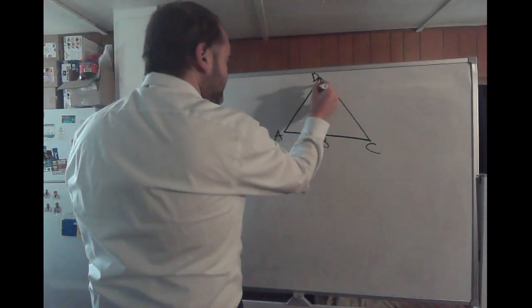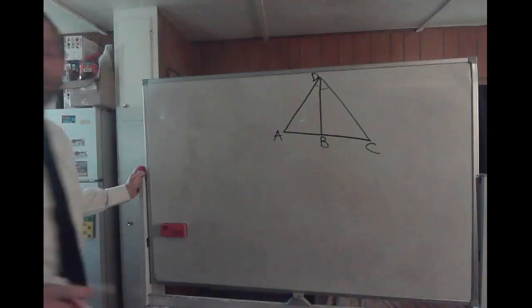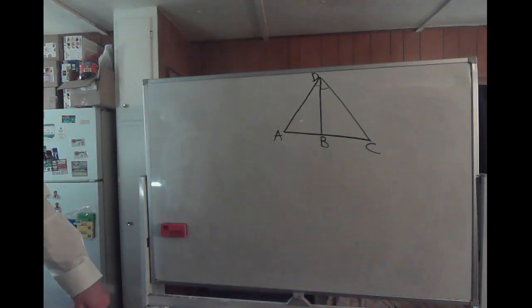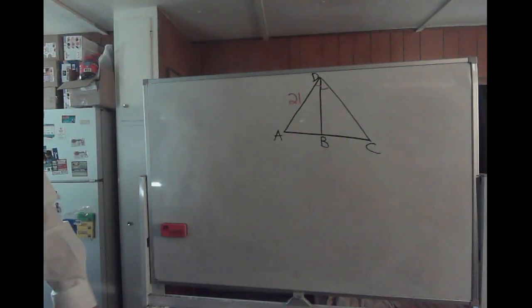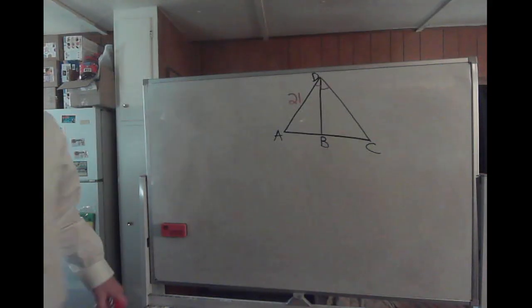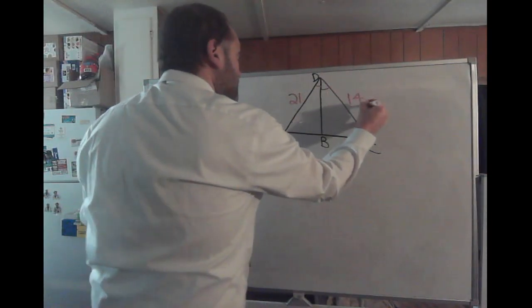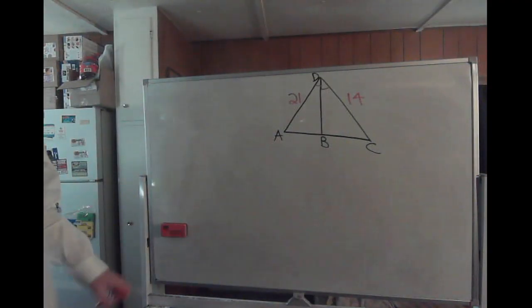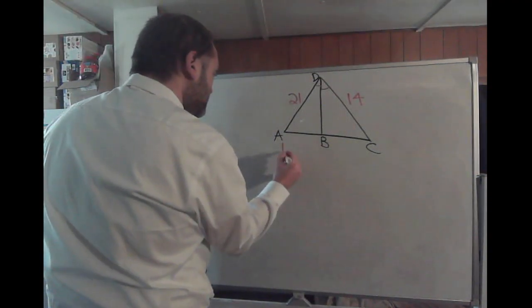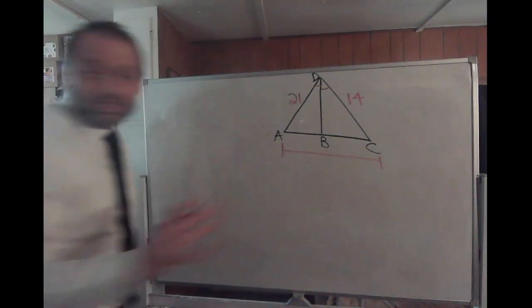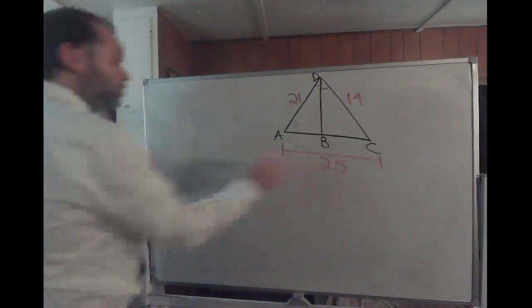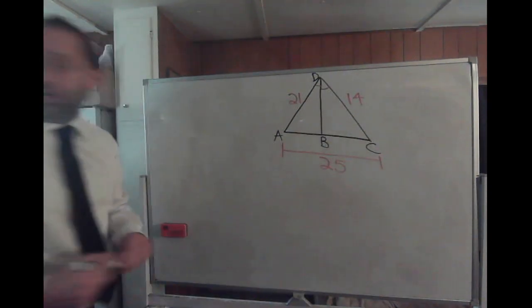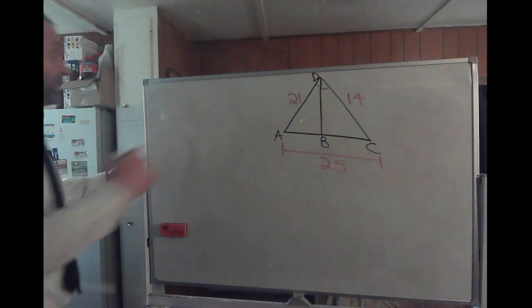Of course, this is your bisected angle. In this case, we're given that AD has a length of 21. We're given that DC has a length of 14. Then, here's what's interesting: we're given that the whole length of AC is equal to 25. The whole length of that side AC is 25. What they want us to find is AB.